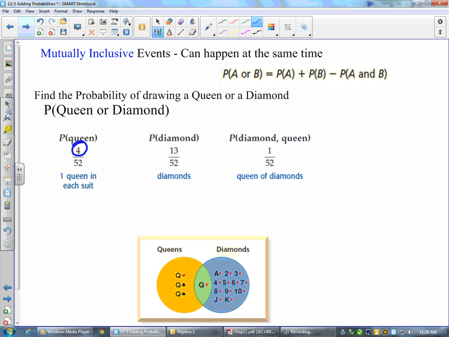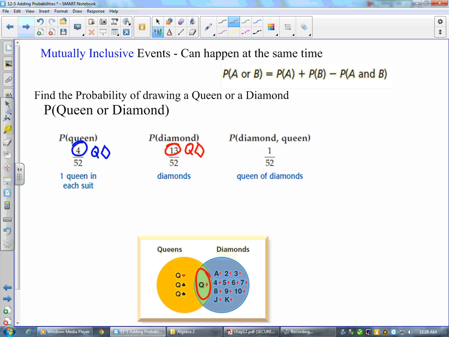The probability of picking a queen is 4 out of 52. There are 13 diamonds, and so the probability of picking a diamond is 13 out of 52. But the trouble is that this group includes a queen of diamonds, and this group also includes a queen of diamonds. And so this is getting counted twice if we keep them together. So we need to find out what's the probability of just that one queen of diamonds that's happening.